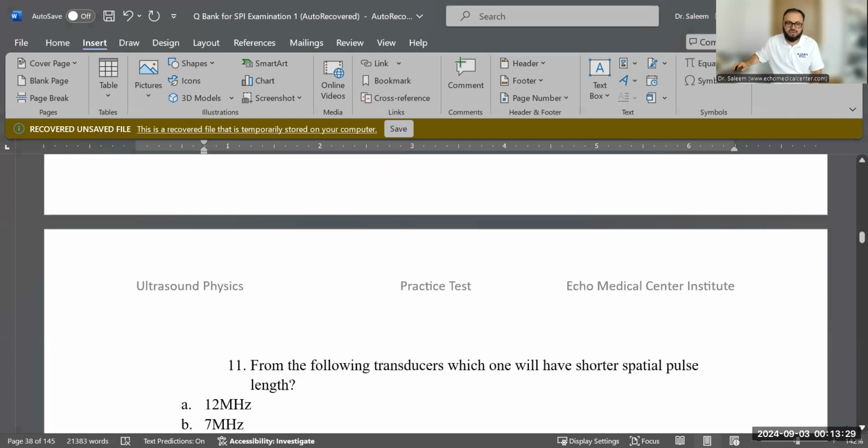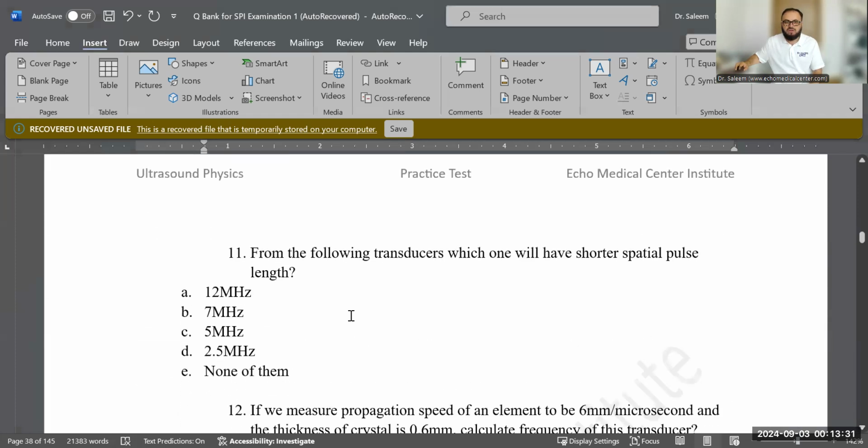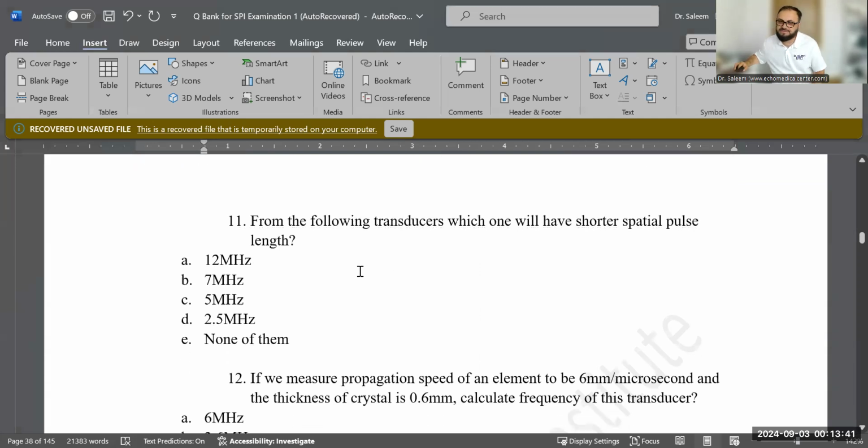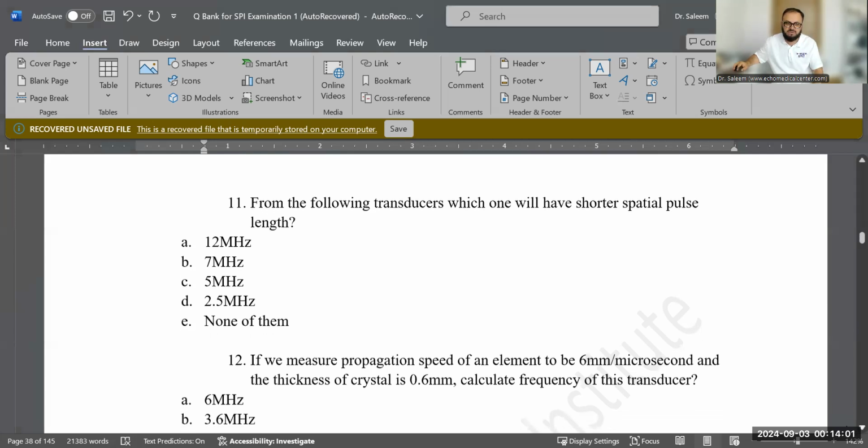Okay, good job. This question is asking, from the following transducers, which one will have a shorter SPL, spatial pulse length? Let me give you these options. It's 12 megahertz, 7 megahertz, 5 megahertz, 2.5 megahertz, or none of them. What do you think? Which one is the best option to be chosen? Exactly, simple and clear. 12 megahertz. The higher the frequency, the shorter the SPL. Absolutely correct. Let's do the next one.